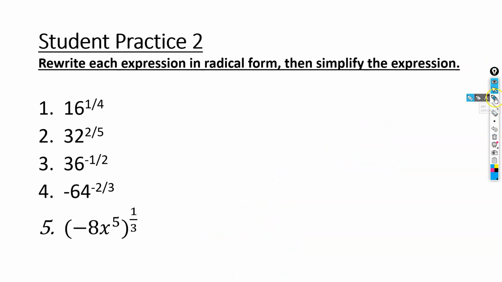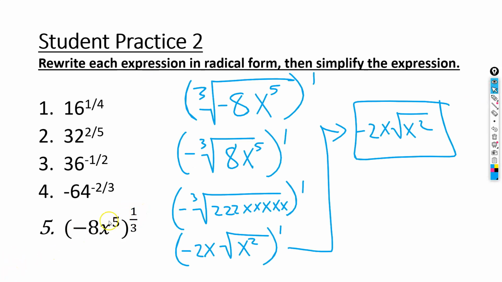Here's one for you guys. Go ahead and pause the video here and try number 5. All right, so step 1 is to rewrite it as a radical. We have the radical of our radicand there with the 3 here and the 1 out here. Now, since we're taking an odd root of a negative radicand, we're going to put the negative outside.